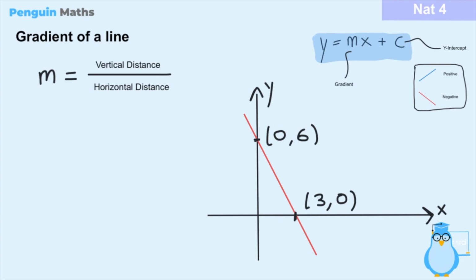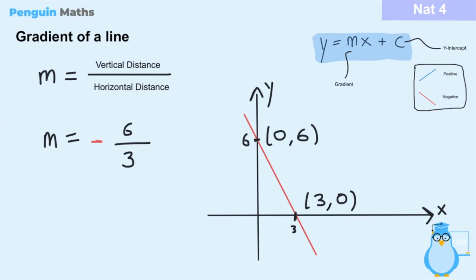So for the first point 0, 6, because it lies on the y-axis, we can see that it comes up a distance of 6. And for the point 3, 0, it's on the x-axis, so that means that the y is 0 but it comes along the x-axis at 3. So that would mean that the vertical distance, or the distance up and down, would be 6, and the horizontal distance would be 3.